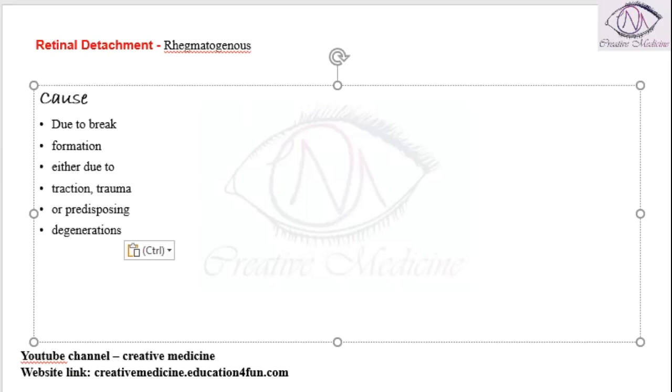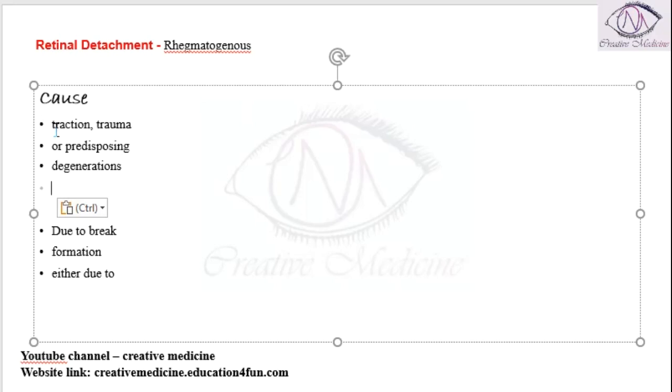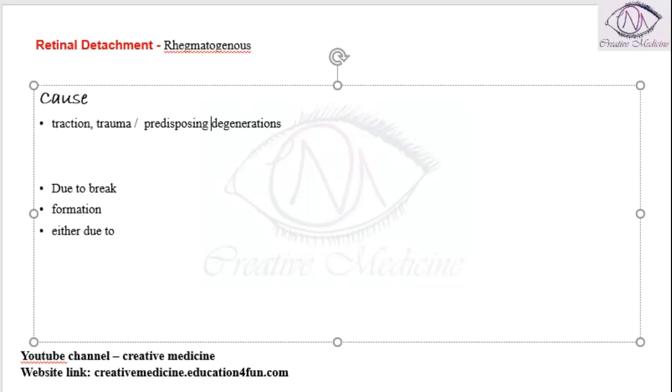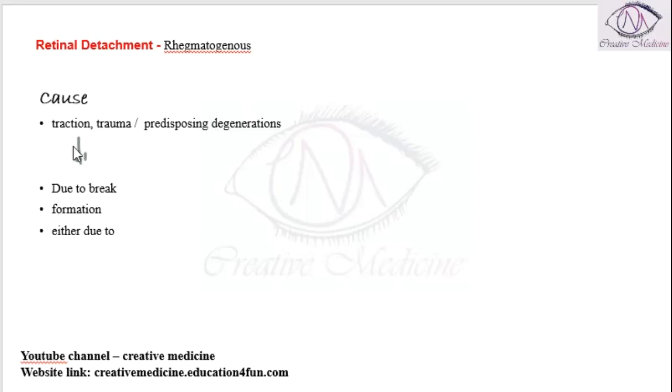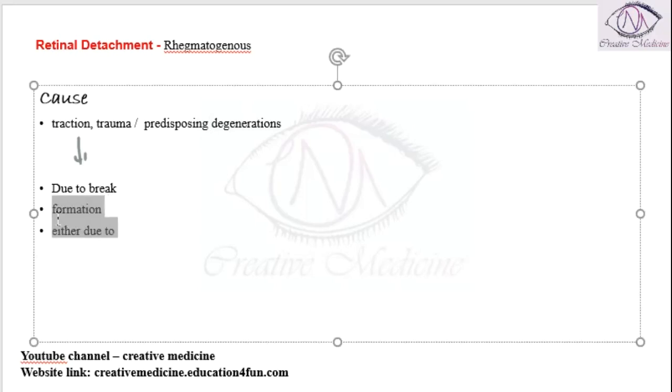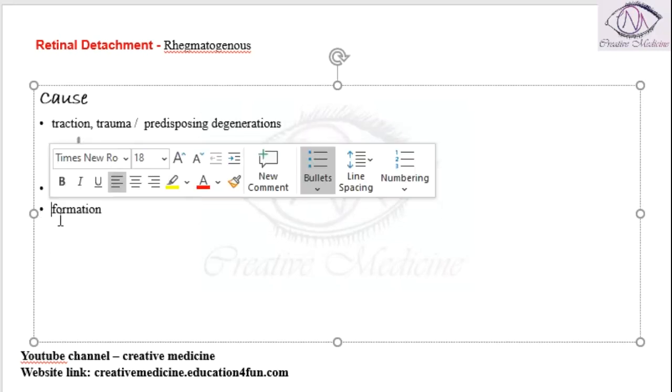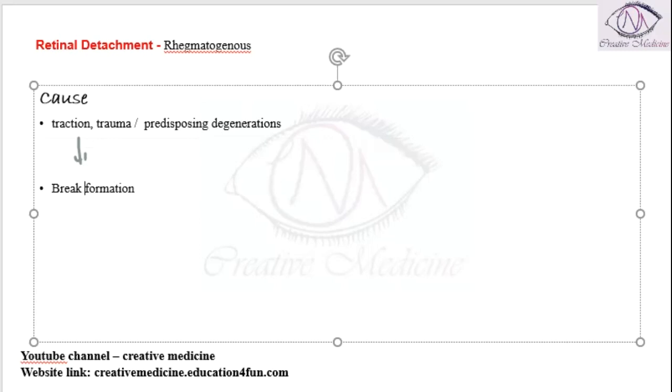Why is there a break actually? Rhegmatogenous retinal detachment occurs due to a break. The break can be due to traction or trauma or some predisposing degenerations. All these will result in a break. Through the retinal pigment epithelium, a small break will occur. So this is the reason for it.